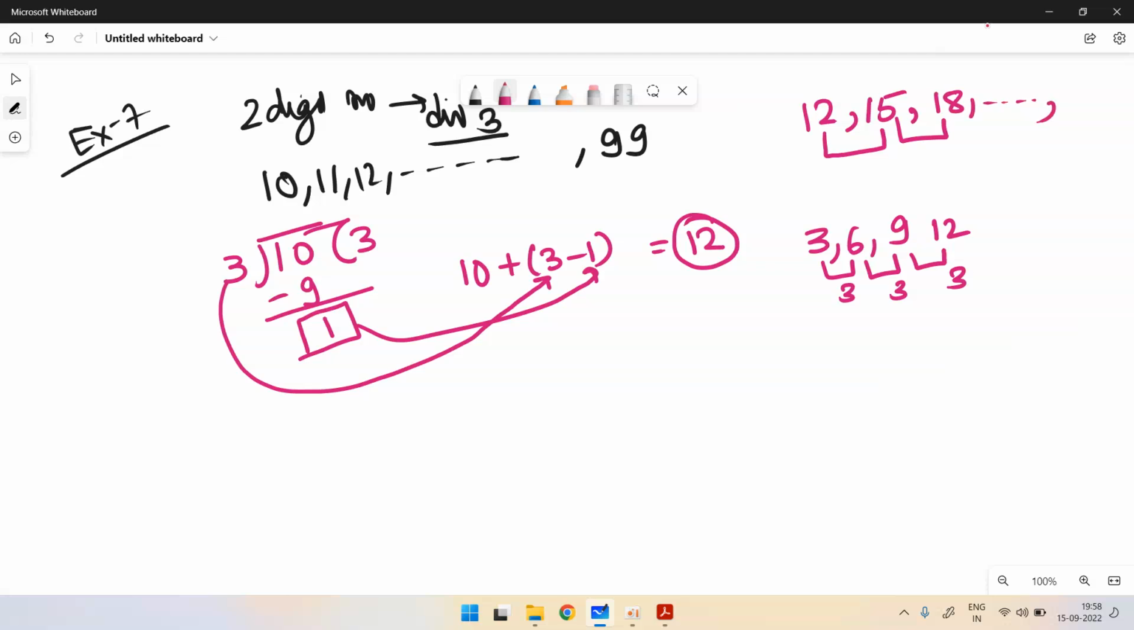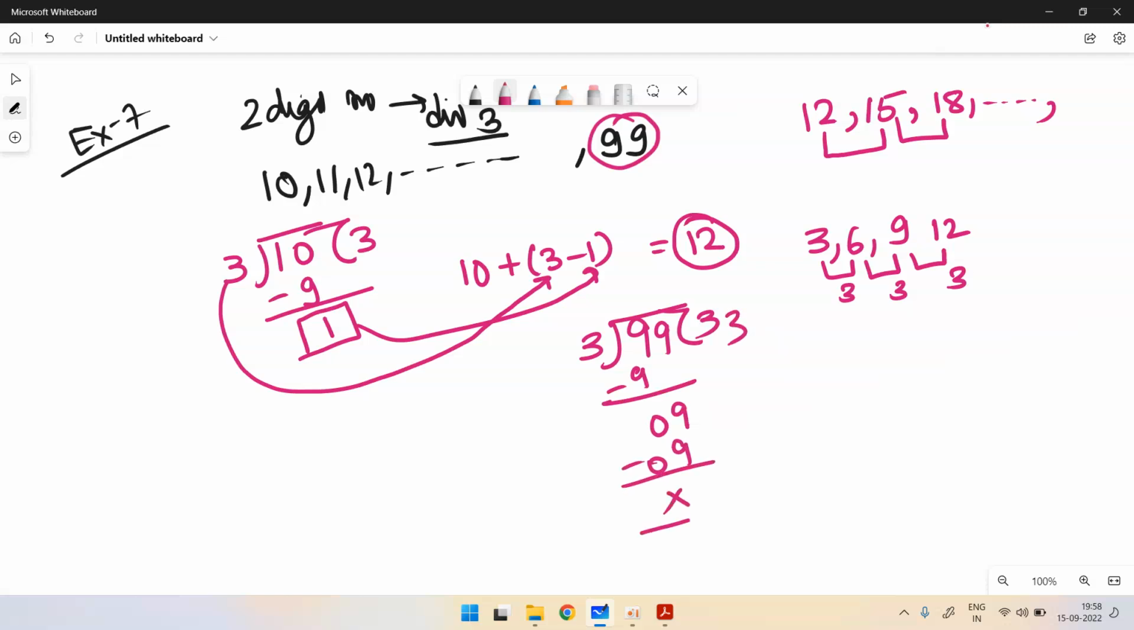For the last number, I need to check whether 99 is divisible by 3 or not. Dividing 99 by 3 gives 33, with 9 and then 9 again, so the remainder is 0. Since the remainder is 0, 99 is divisible by 3.